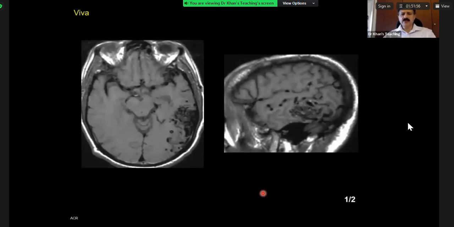Now, please remember, AVMs are devoid of any mass effect. So you can see this brain and there is no mass effect there. Okay, Candidate 3, thank you very much.